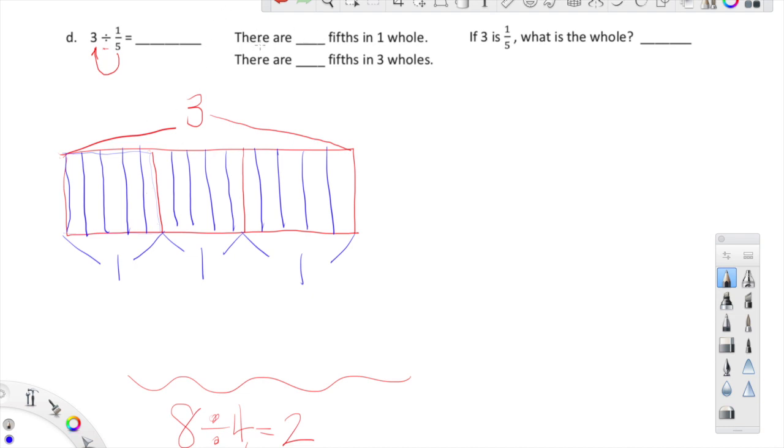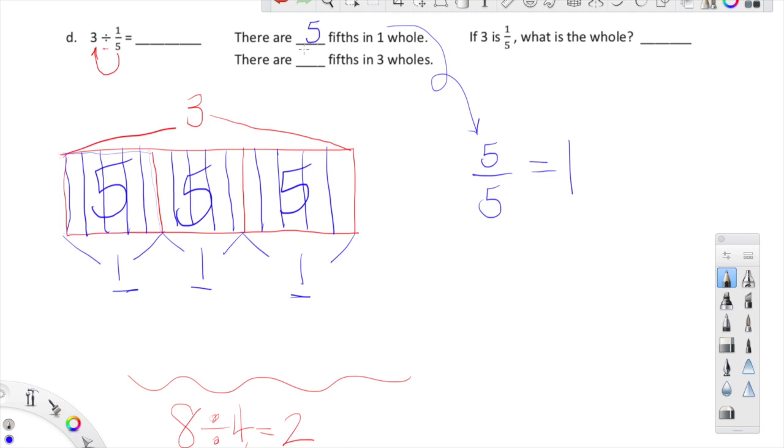So now let's sift through this. There are blank fifths in one whole. Well, here's one whole. There are 5 fifths in one whole, and that makes perfect sense because you guys know 5 fifths is equal to 1 whole. Sweet. There are blank fifths in 3 wholes. Well, here I have 3 wholes. The 3 wholes is made up of 1, 2, 3 individual units. Inside of my 1, 2, 3 individual units, I have 5 fifths, 5 fifths, and 5 fifths. So there are 15 fifths in 3 wholes.